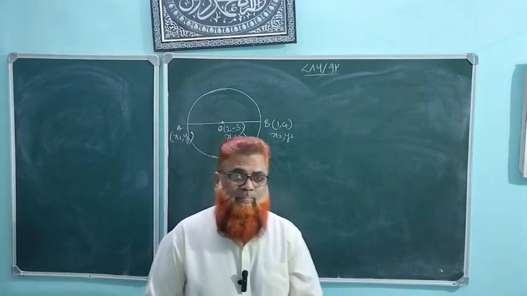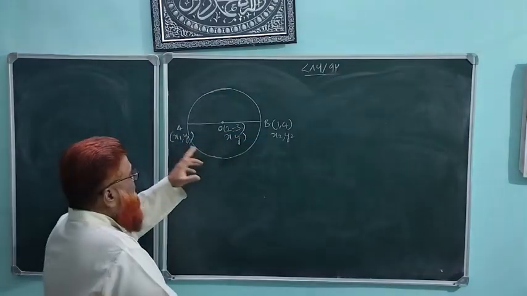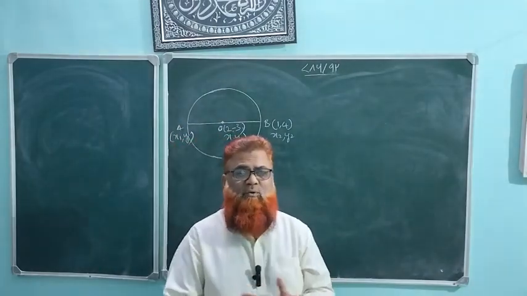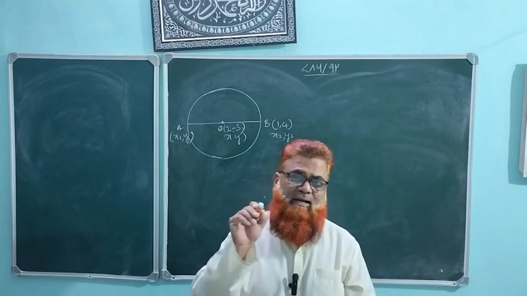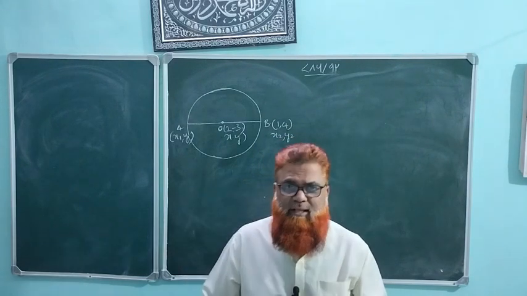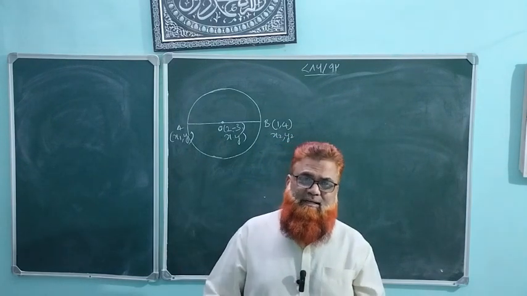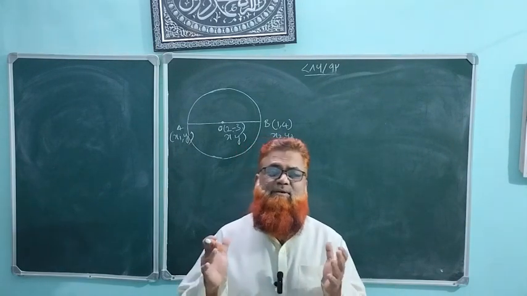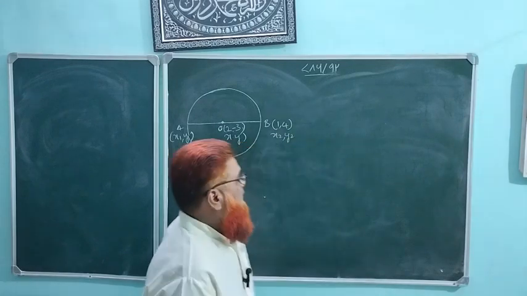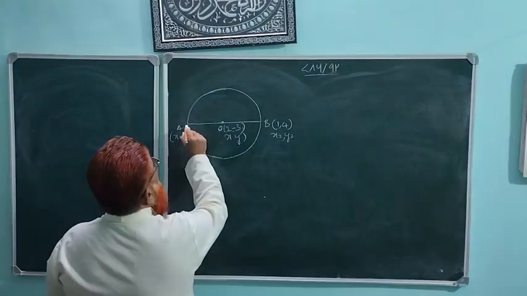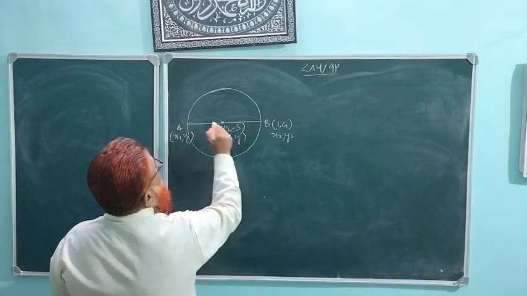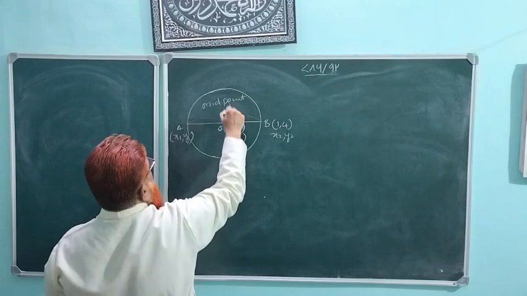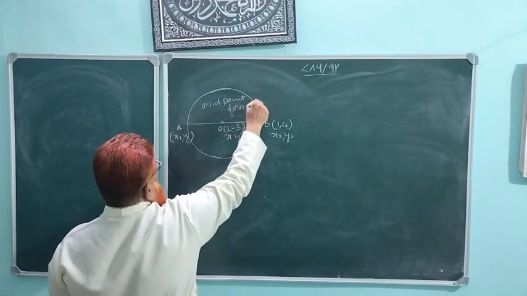What should we do? As we know, O is the center of the circle, and the diameter is divided into two equal radii. We can apply the midpoint formula here, because the center of the circle divides the diameter into two equal parts, which we call equal radii. That's the reason we can use the midpoint formula.